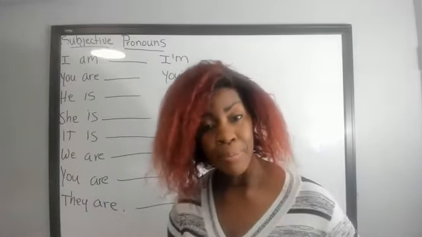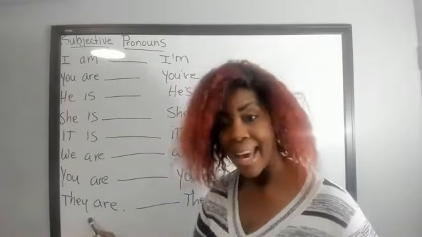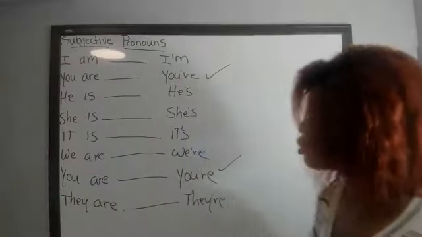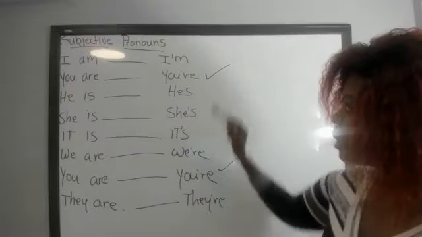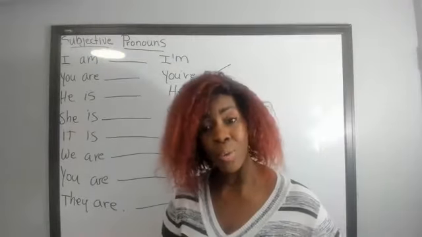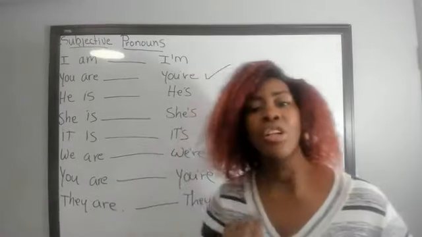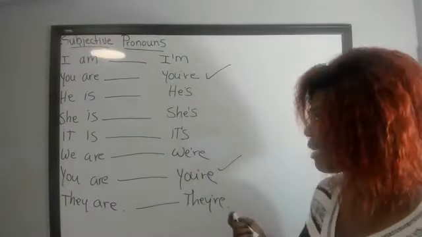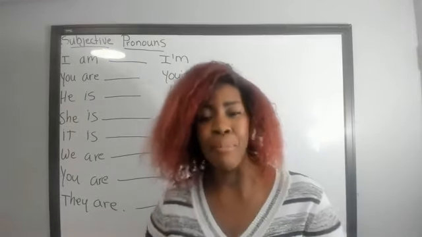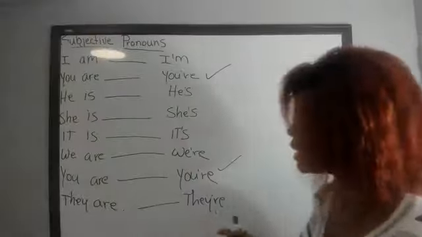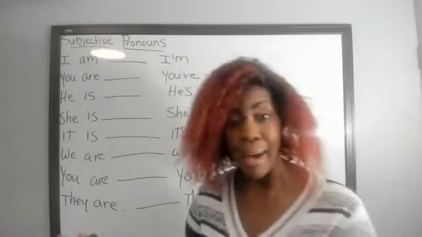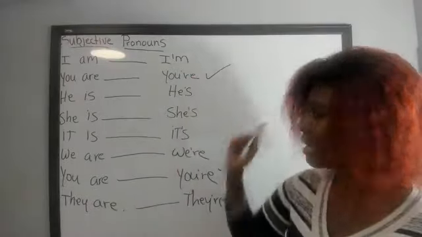You, second person plural, and they, third person plural. All right? So over here, when we're doing the contraction form, why do we use contraction? Contractions, we use them to make things simpler. If I want to make something simple and easier, I'm going to use the contraction forms. Instead of me saying I am, I'm going to say I'm.